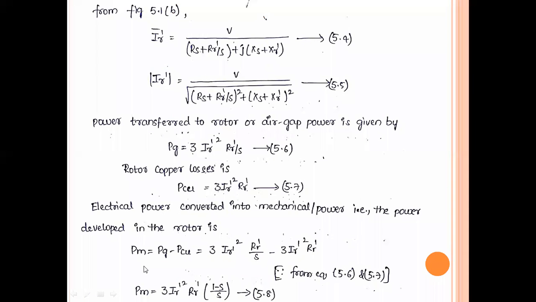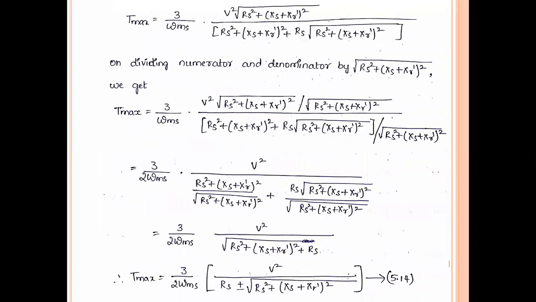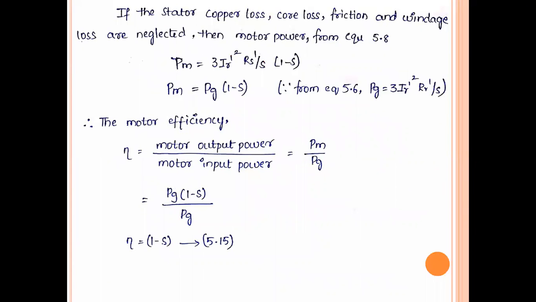So using the same equation, which is equation 5.8, I want to determine the efficiency of the motor. For that, I'm taking the same equation 5.8 and neglecting all other losses. All other losses means stator copper loss, core losses, other friction and windage losses. All these losses I'm neglecting. But in the previous section we have considered rotor copper loss. That's why I have shown the equation once again.